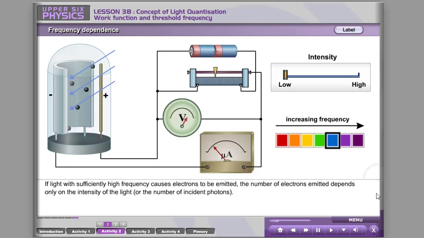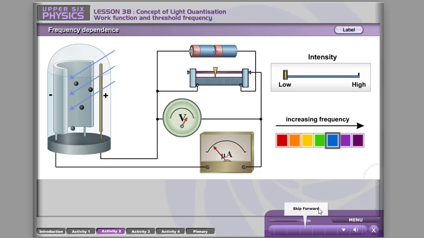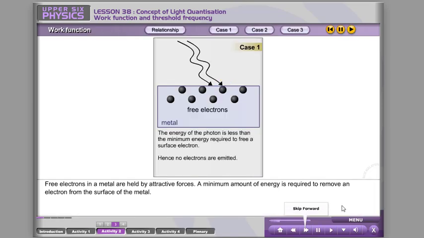If light with sufficiently high frequency causes electrons to be emitted, the number of electrons emitted depends only on the intensity of the light or the number of incident photons. Free electrons in a metal are held by attractive forces. A minimum amount of energy is required to remove an electron from the surface of the metal.